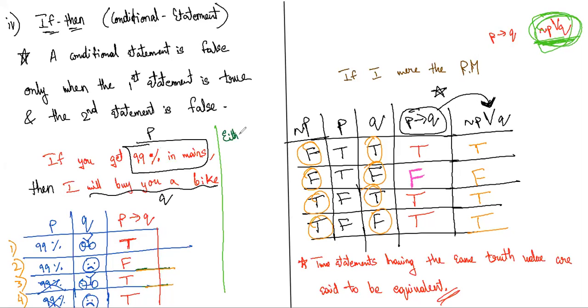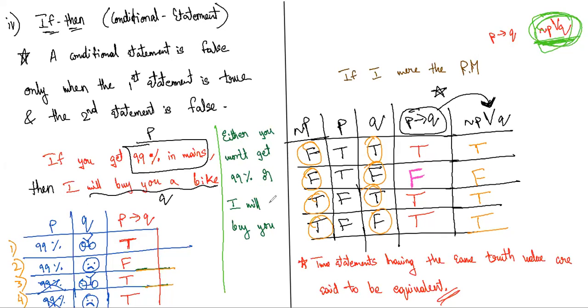Either you won't get 99 percentile or I will... P nor Q होगा. हाँ, Neither P nor Q. Neither nor नहीं, either or होना चाहिए.